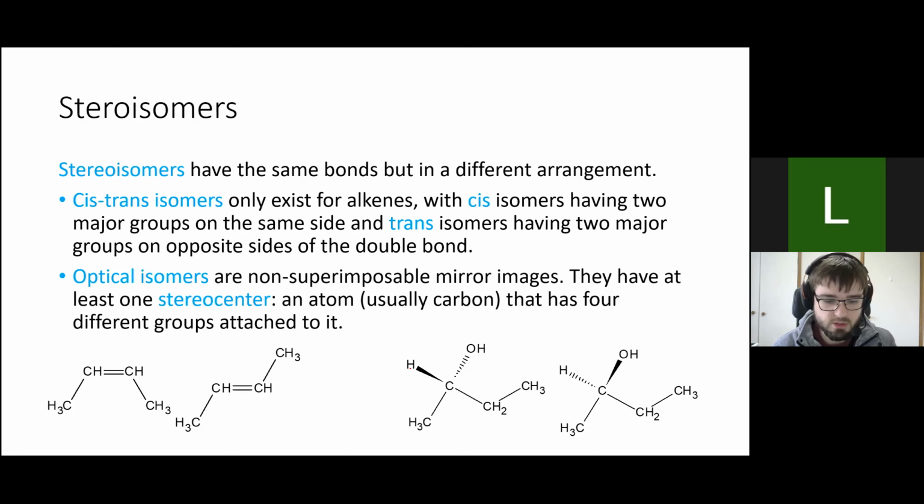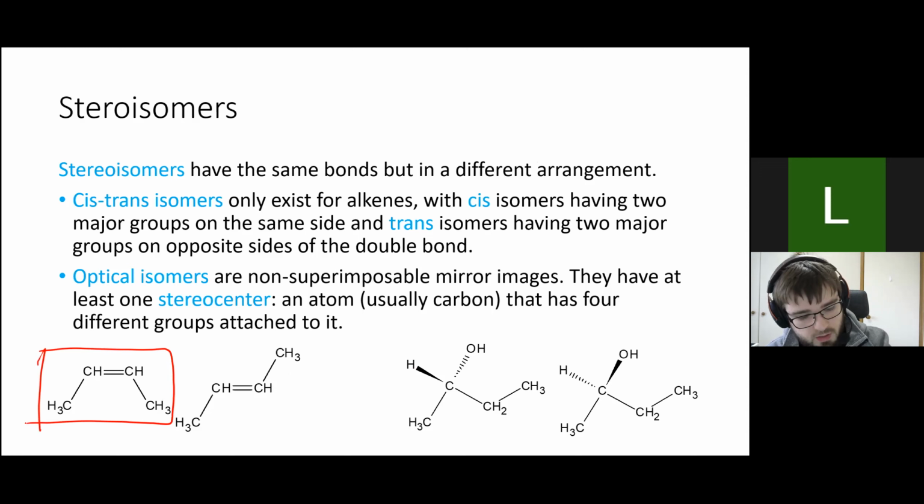We've got stereoisomers as well. There are two main types that we're learning about this year. We've got cis-trans isomerism. Here we have a cis isomer, where two main groups are on the same side of this double bond. And we've got the trans one here. Trans means opposite, so the groups are on opposite sides of this double bond.